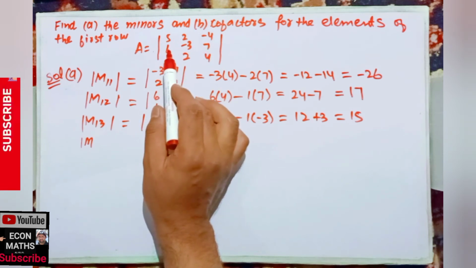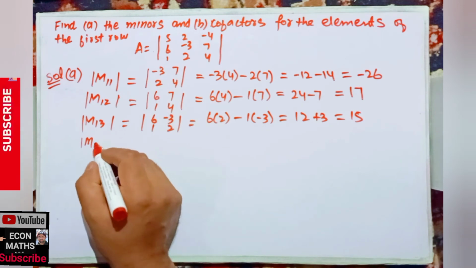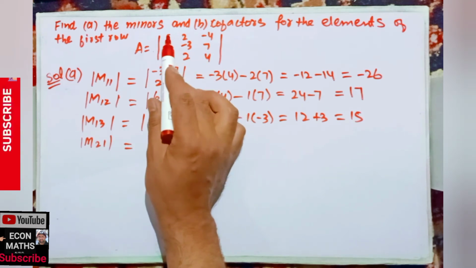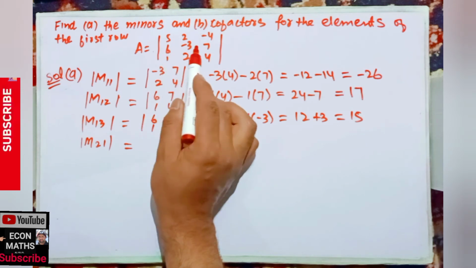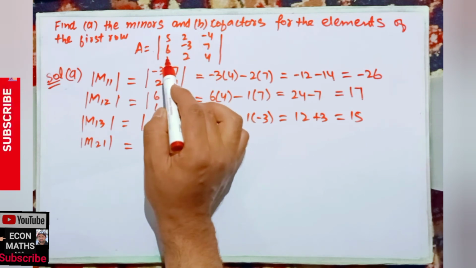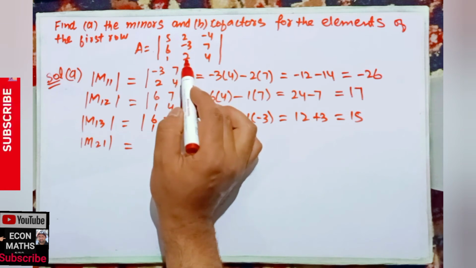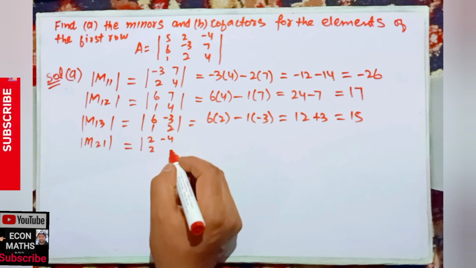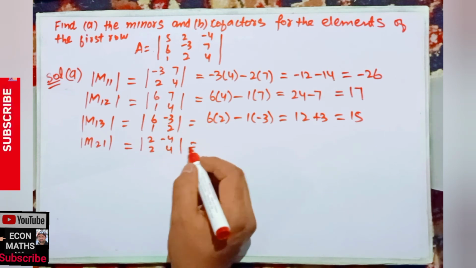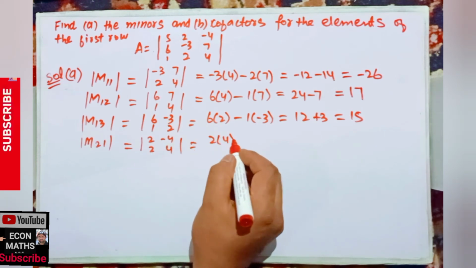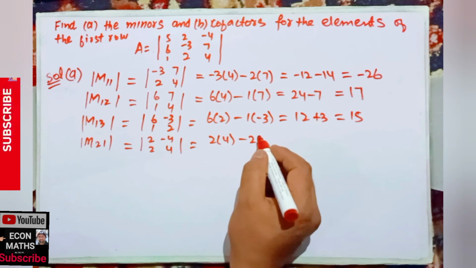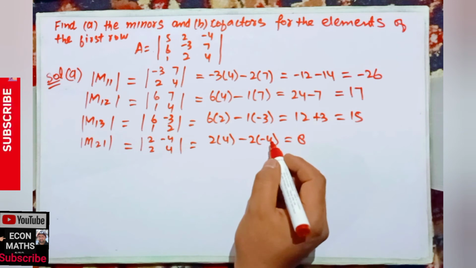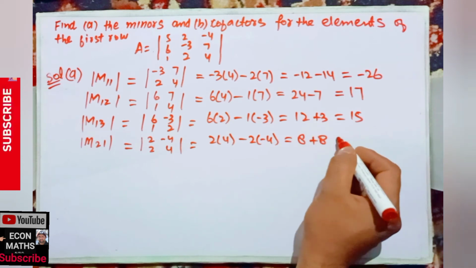Now here it is M21. So M21 is equal to, we mentally delete the row and the column in which this element appears and take the determinant of the remaining elements. The remaining elements are 2, 2, minus 4 and 4. Now solving this, this is 2 into 4 minus 2 into minus 4. So this is 8. Now minus minus is plus, this is plus 8, this is 16.